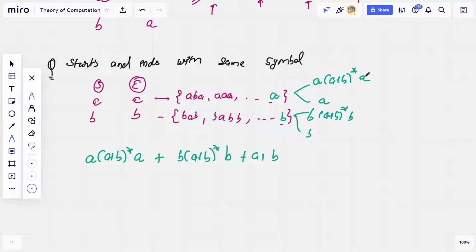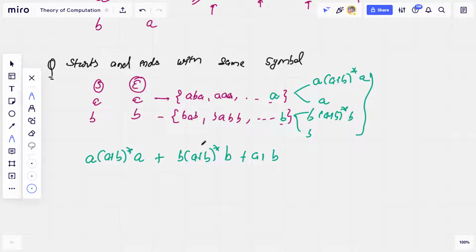So we just took the union of every one of these languages. Okay, and once again, does epsilon need to be present here? No. Why? Because epsilon doesn't contain any symbol. How will it start and end with the same symbol? It doesn't contain any symbol. Okay, so that's an important part.